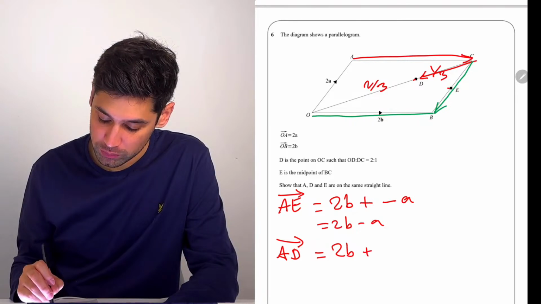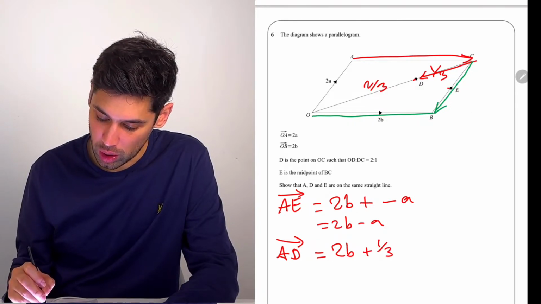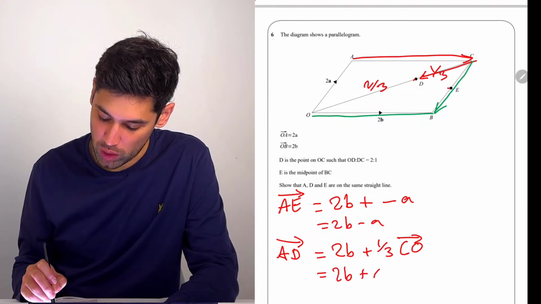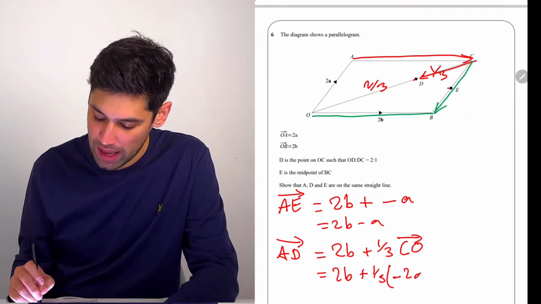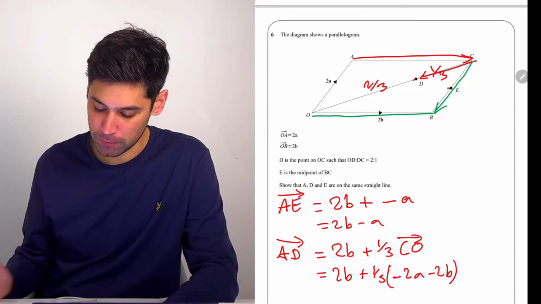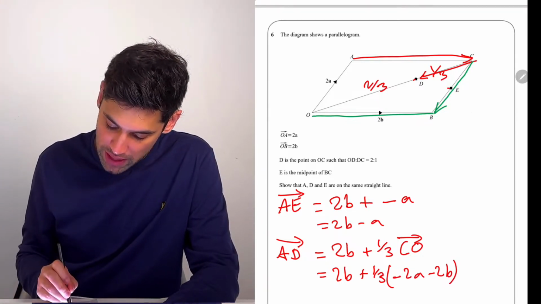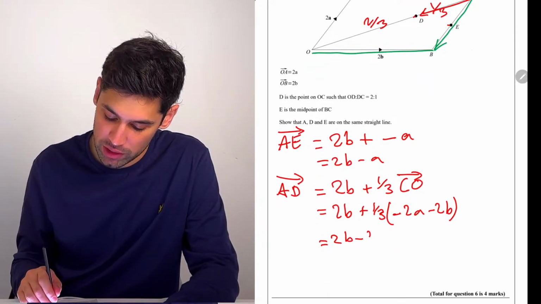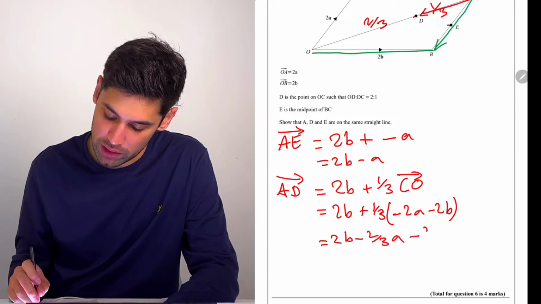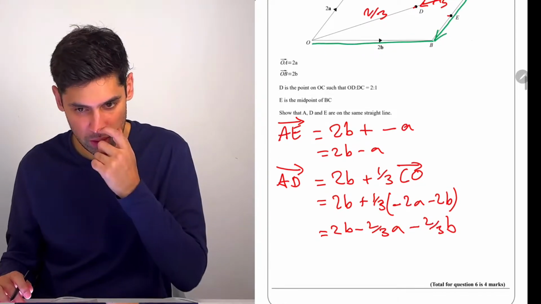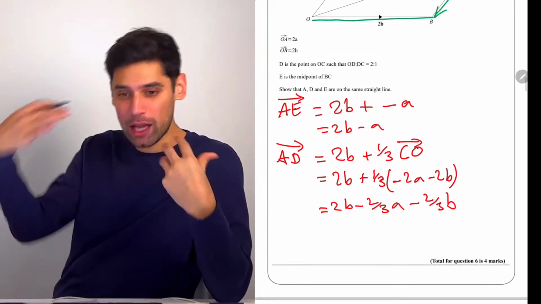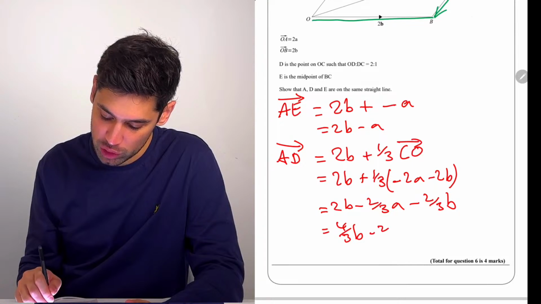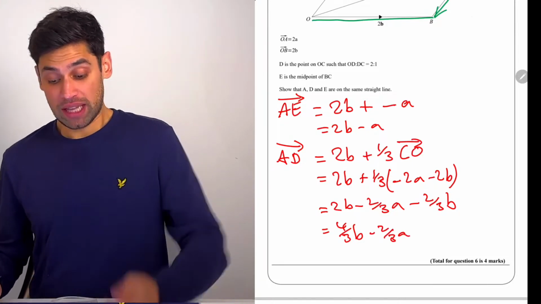And how much of that do we want? We want 1/3 of CO. So that's going to be 2B plus 1/3 of minus 2A minus 2B. Then we just expand and simplify. 2B minus 2/3 A minus 2/3 B. Then collect like terms. So the 2B take away the 2/3 B is going to give us 4/3 B. 4/3 B minus 2/3 A. So that is a simplified vector.